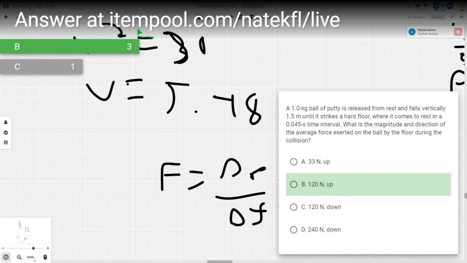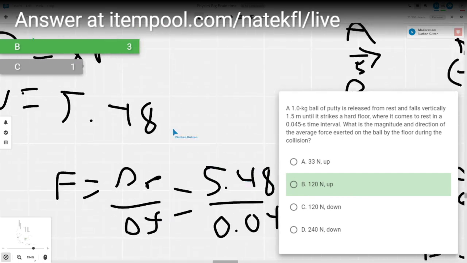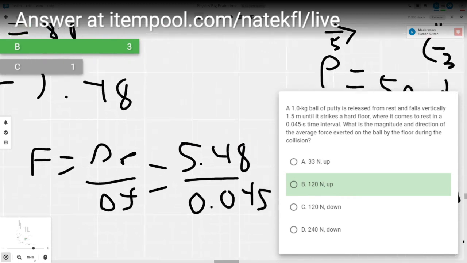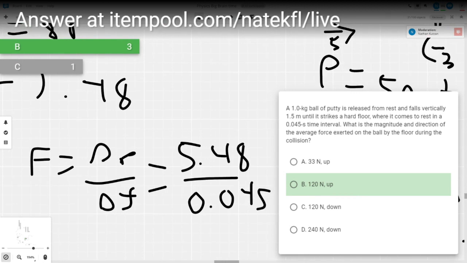It really gives you like 121 point something, but that's the closest answer. And like Ellie said earlier, the reason why it's up is because it asked what is the force exerted on the ball by the floor. And in order for it to slow it down, the floor has to push back up on the ball. Sorry, I realized that was off the screen. You have to be careful about that, because if it had said what's the average force exerted on the floor by the ball, then C would have been right. They could do either of them, and you just have to pay attention to which one is which.